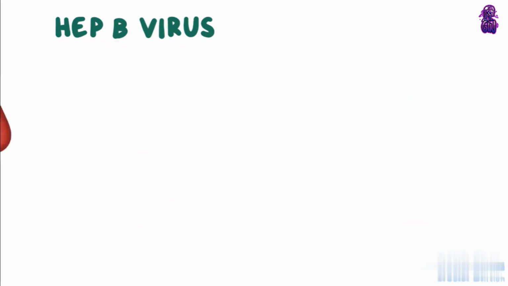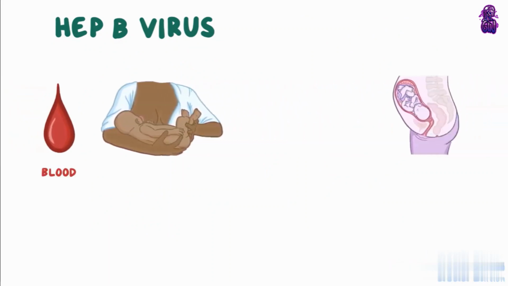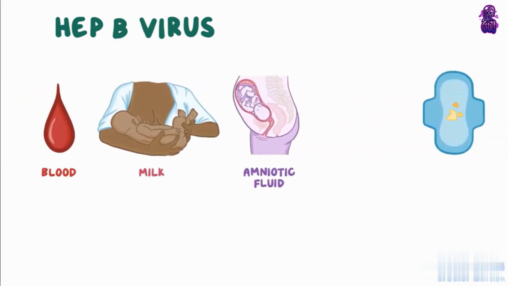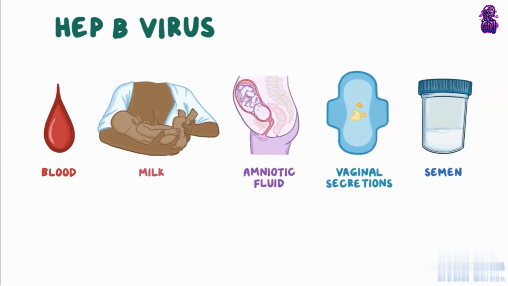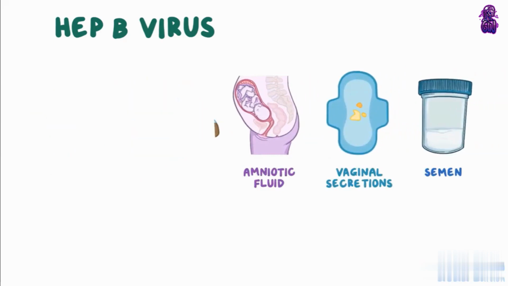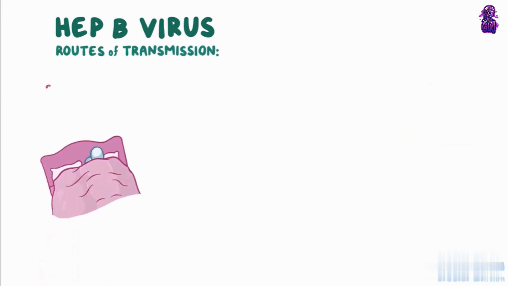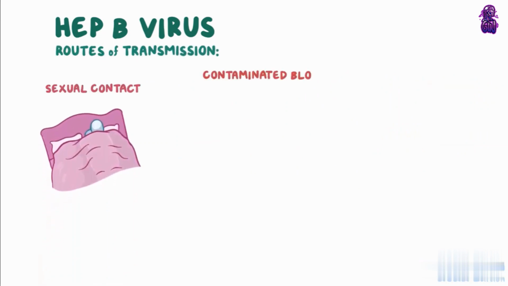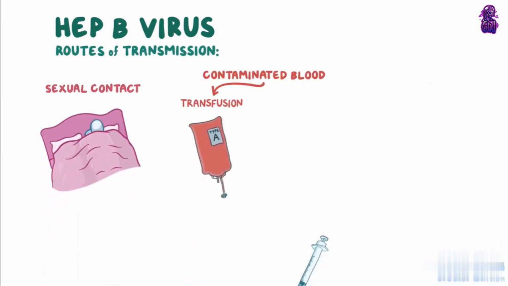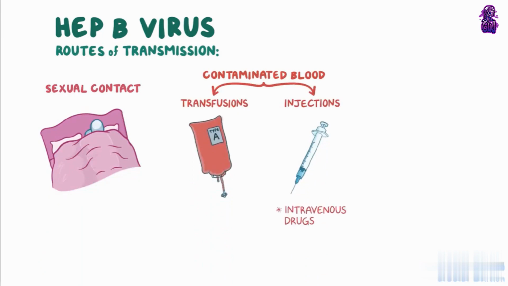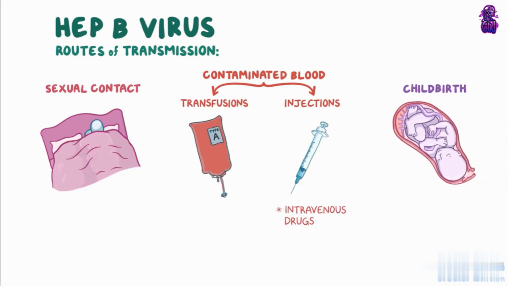The main source of hepatitis B virus is blood, but it can also be found in other bodily fluids like milk, amniotic fluid, vaginal secretions, and semen. So, routes of transmission include sexual contact, contaminated blood, either following transfusions or injections with contaminated needles, the latter being more common in people who use intravenous drugs. The virus can also be passed from an infected mother to the baby during childbirth.